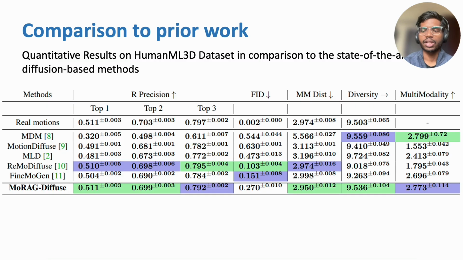We compare the results of text-to-motion generation between our method and state-of-the-art diffusion-based methods on the HumanML3D test set. Our method outperforms others in terms of semantic relevance, diversity, and multimodality. In the results, green indicates the best performance, while purple indicates the second best results.